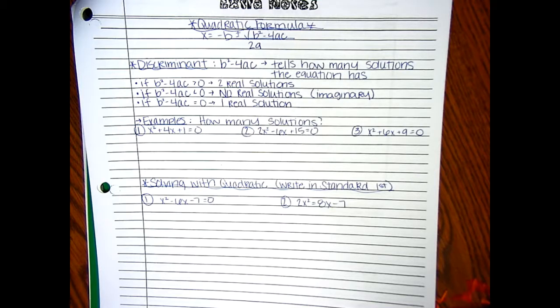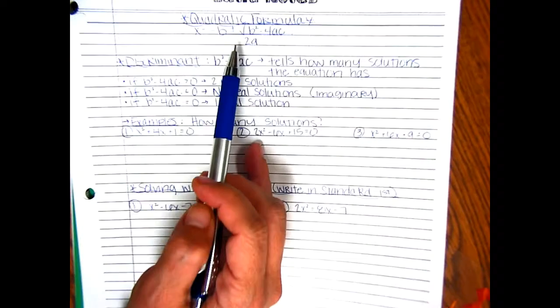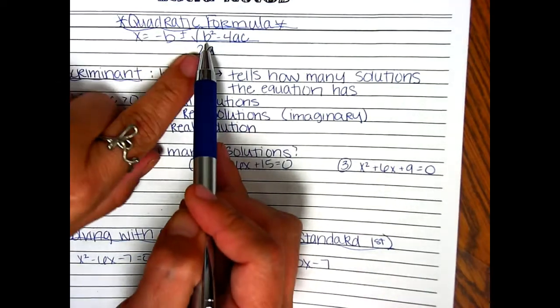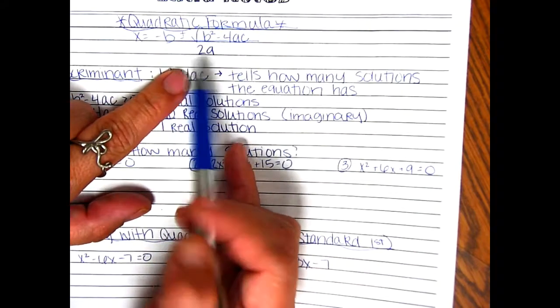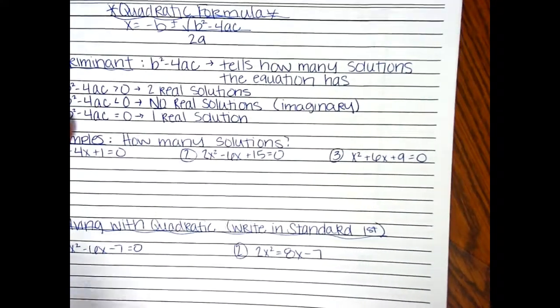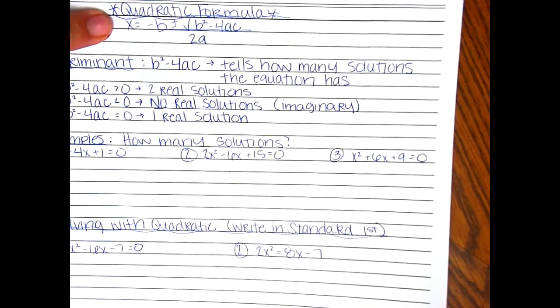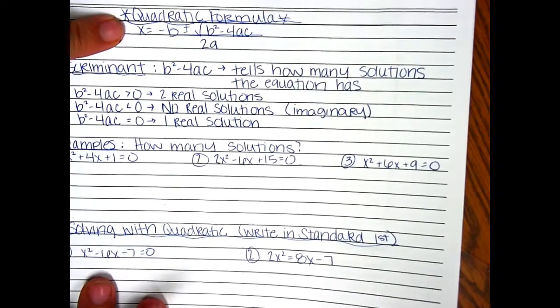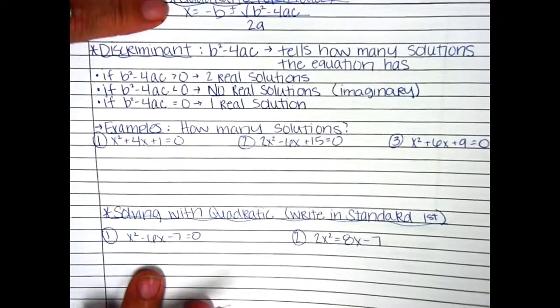These are going to be your notes for 22.3, the quadratic formula. So the quadratic formula is x equals negative b plus or minus the square root of b squared minus 4ac all over 2a. Okay, this can be used to solve absolutely any quadratic equation that we might give you.